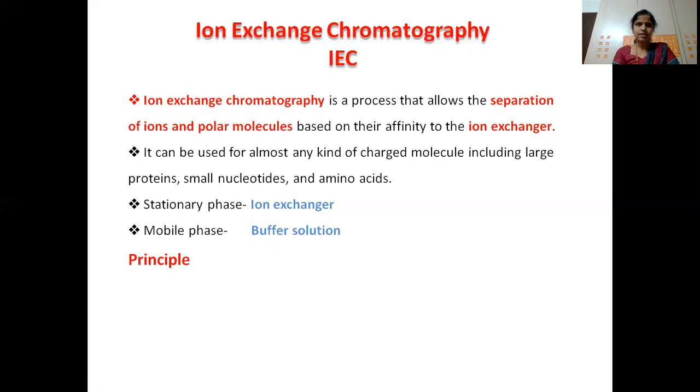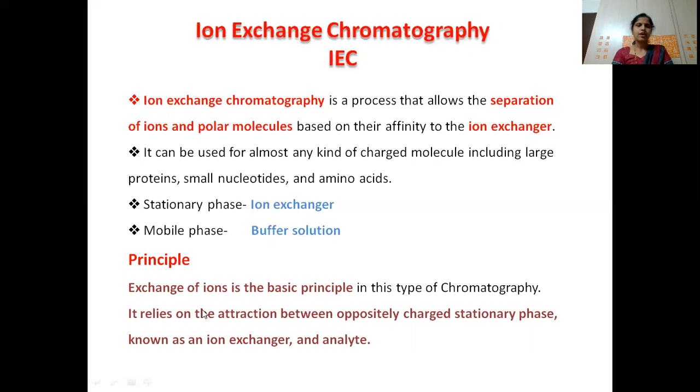Now what is the principle involved in this type of technique? As I said, the principle is mainly on the affinity between the ion exchanger as well as the sample. So the exchange of ions is the basic principle in this type of chromatography. What we are doing is exchanging the ions between the stationary phase, which is the charged one because we are using an ion exchanger as the stationary phase, and the analyte. Analyte here is the sample. So the exchange takes place between the charged stationary phase and the sample.